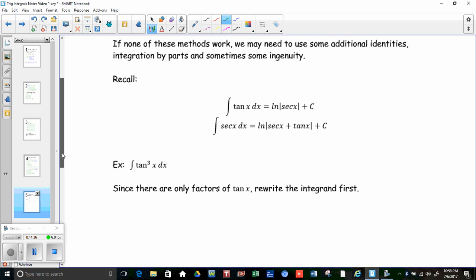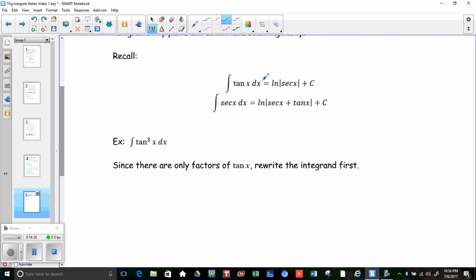So if you did not memorize these as a part of ABBC, here's some integrals that you might just want to have in the back of your head. The integral of tangent, which is not one that we typically deal with very often, is the ln of the absolute value of secant of x plus c. And the integral of secant x is the ln of the absolute value of secant x plus tangent x plus c. If you hadn't memorized those, there they are. They're here for you to use.